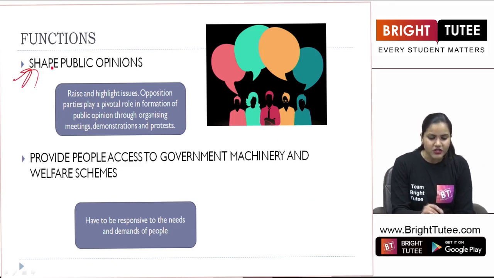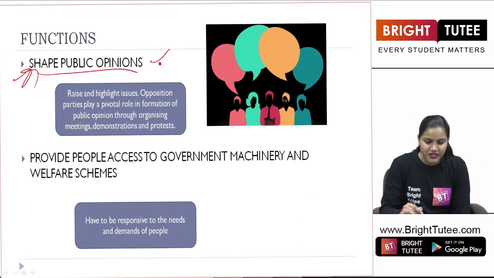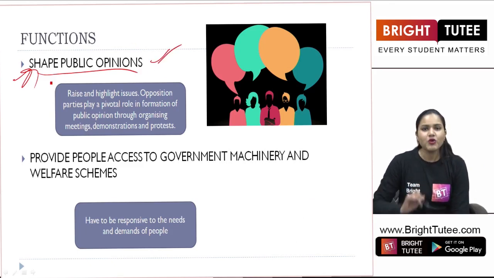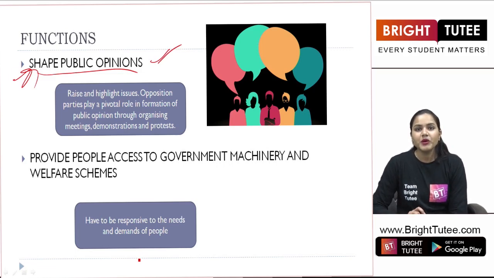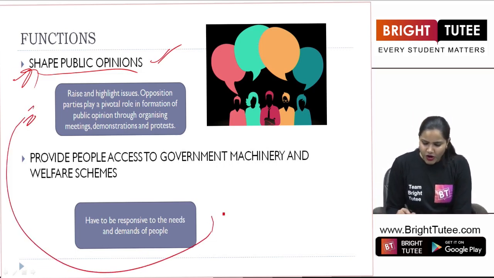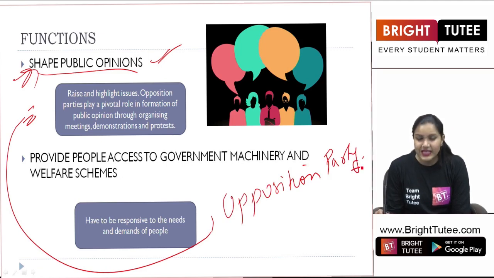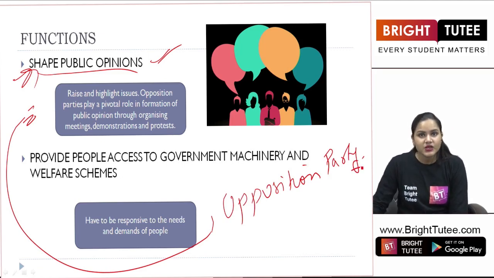Another important function is that of shaping public opinions. Again, one of the important points here, students. Now, how these political parties, they shape public opinions? So, when we talked about opposition party, we saw that they criticize or examine the policies or the programs initiated by the ruling party, right?